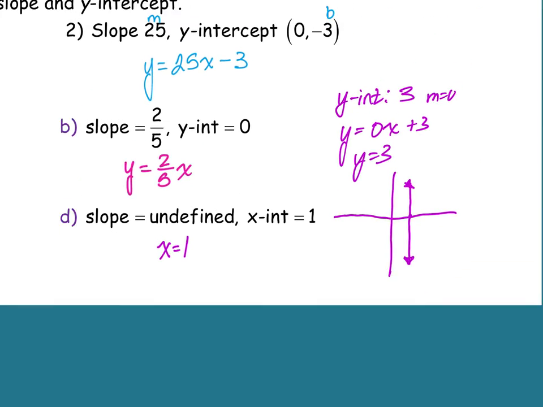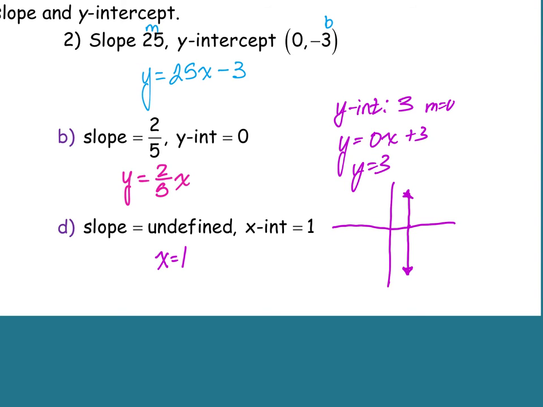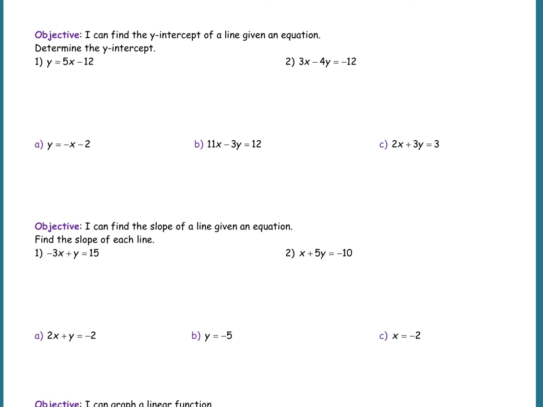Oh, you can't see that. You have to tell me when you can't see it. Okay. Does that make sense? But if it has an x-intercept, there's no y. Okay, good question.